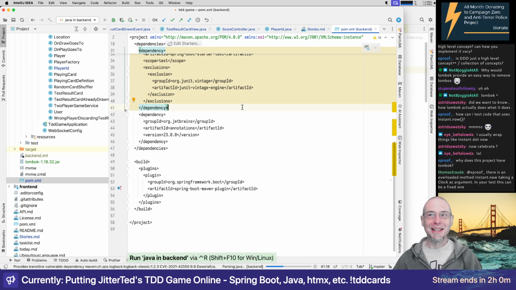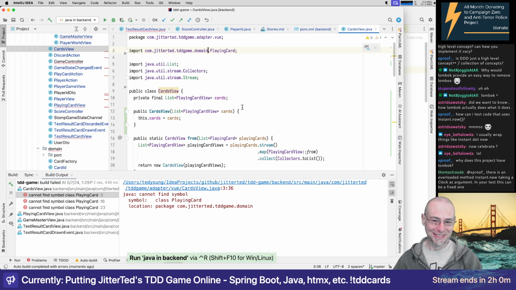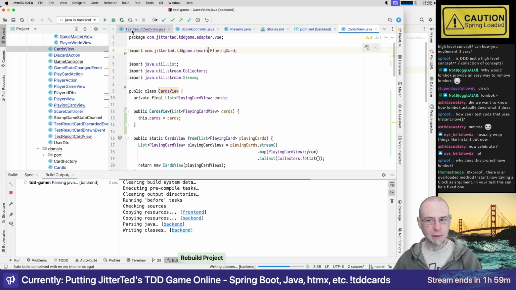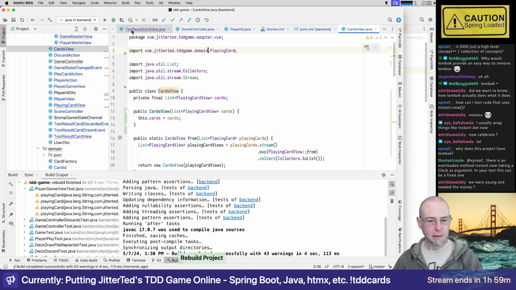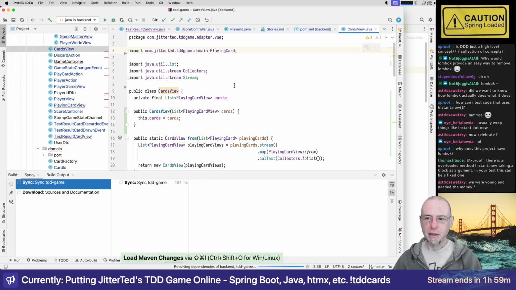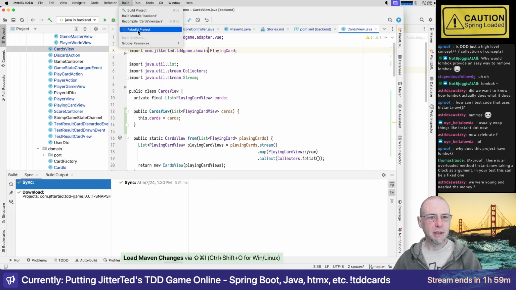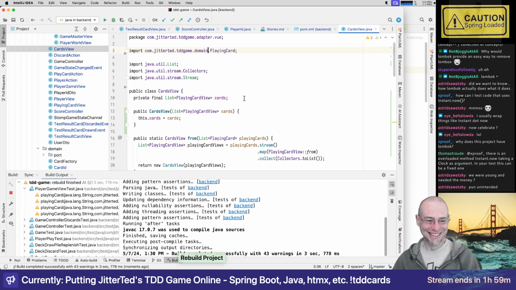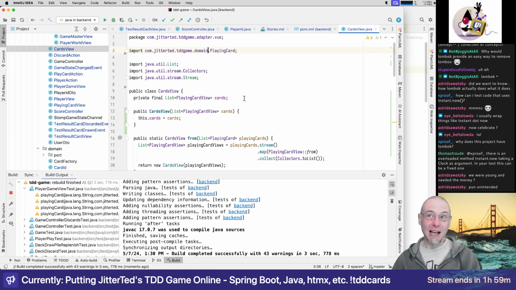Why does this project have Lombok? That's an excellent question, Xproof. What happened? Cannot find class playing card. Let's make sure we do a rebuild. That looks fine. Let's reload Maven. Let's do a rebuild again. We're young and need money. Mainly, honestly, because we didn't have records. This was pre-Java 16, which again tells you how old this project is.